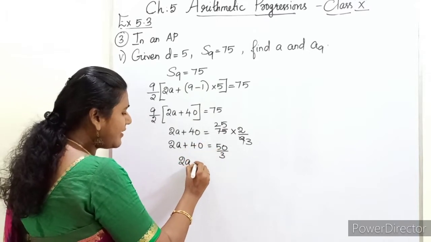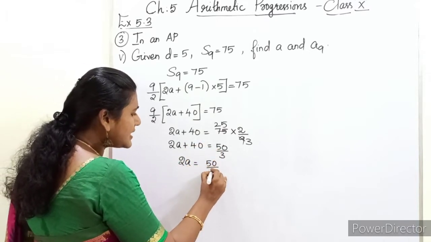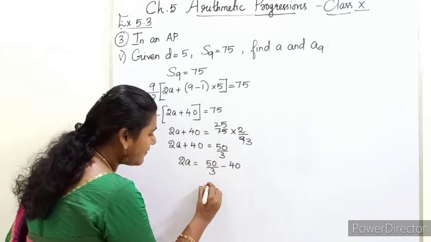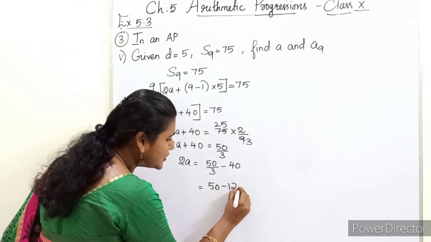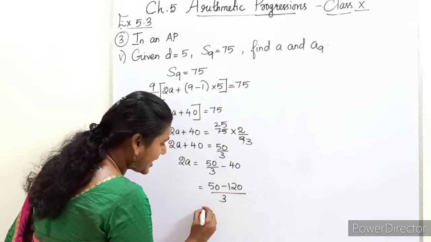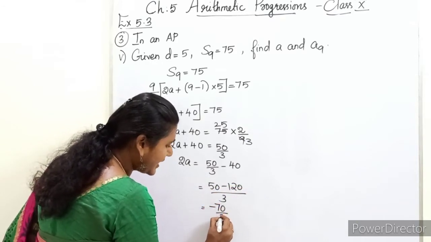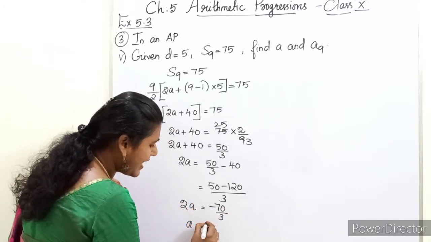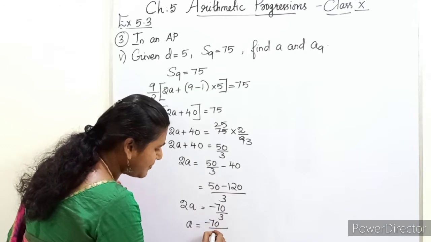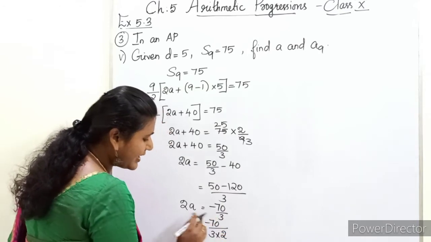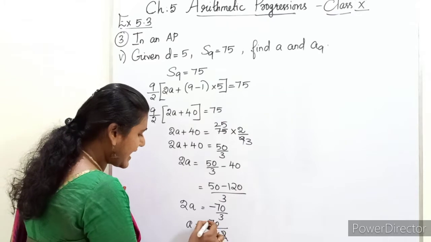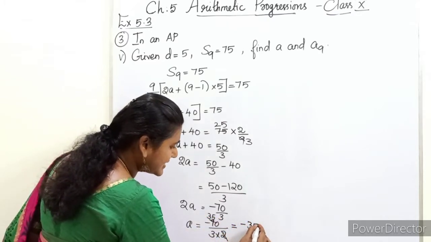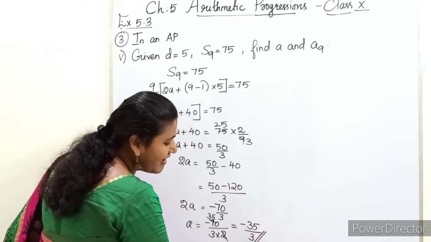From this, the value of 2a is 50 by 3 minus 40. So we will take the LCM and simplify. So 50 minus 120 by 3. When you subtract, you will get minus 70 by 3. So this is the value of 2a. So the value of a is equal to minus 70 by 3 into, this 2 will come in the denominator. Now we can cancel this, so you will get the value of a as minus 35 by 3. So we got the value of a.